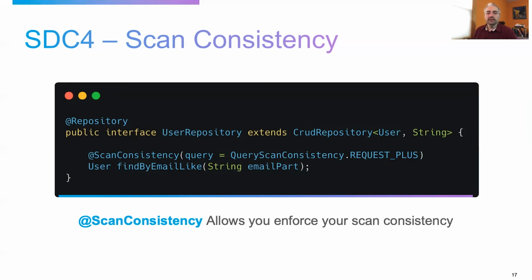In templates, you specify options in the Fluent API. There would be a method called withConsistency that would take a scan consistency argument.